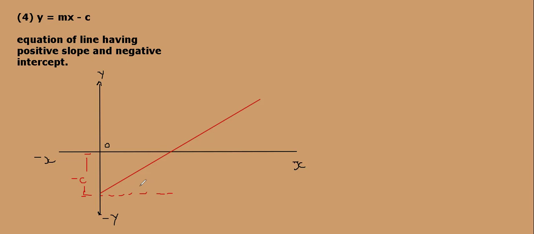And the angle between them is theta. In this case tan theta is there, and tan theta is equal to m. So this is the graph of y equal to mx minus c. This minus c indicates that a negative intercept is present here.